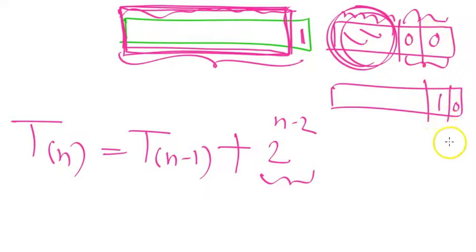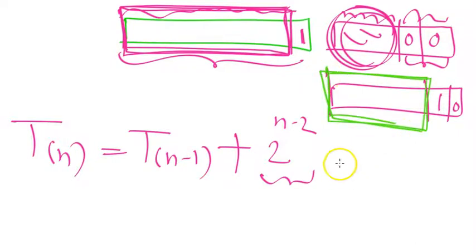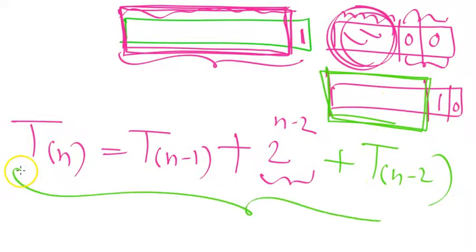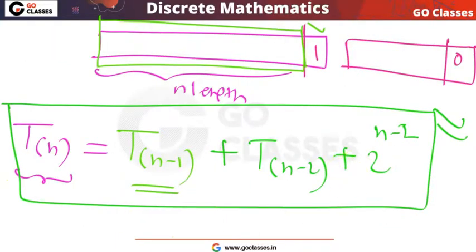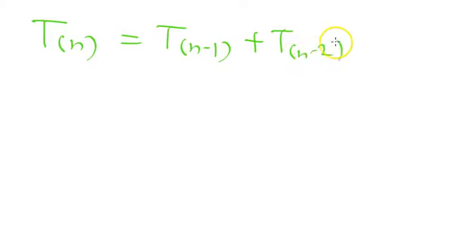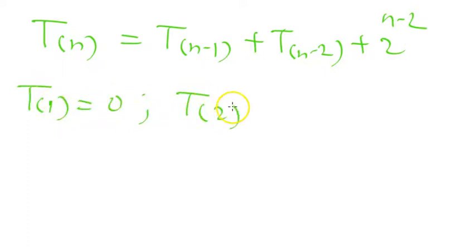But if the last bit is 0 but the second last bit is 1, in this case I should definitely get consecutive zeros in this part. So I can say Tn minus 2. So this is the recurrence relation. Finally, Tn minus 1 plus Tn minus 2 plus 2 power n minus 2 is our recurrence relation, and initial conditions we already have: T1 is 0 and T2 is 1.